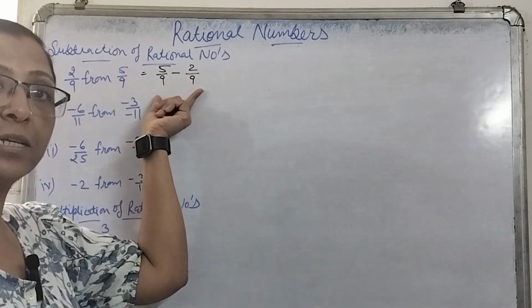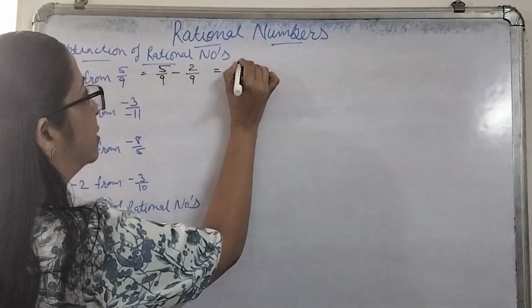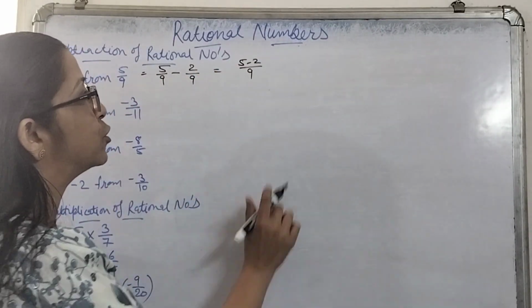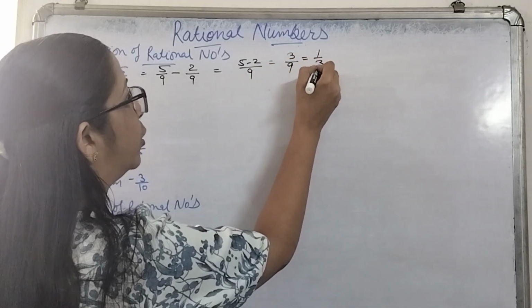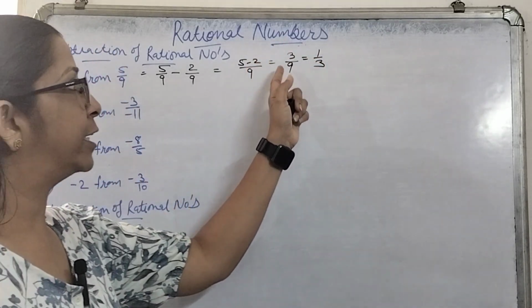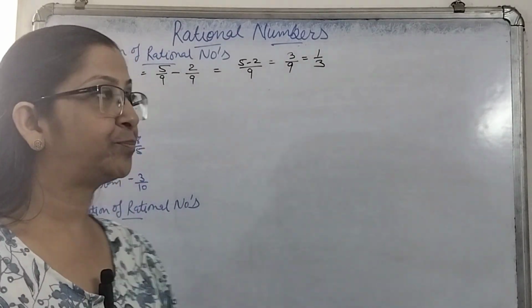Here the denominators are equal. So we keep the same denominator and subtract the numerators. So 5 minus 2 is 3 upon 9, or we can say it is 1 upon 3 also, because 3 and 9 are both divisible by 3. So the final answer will be 1 upon 3.